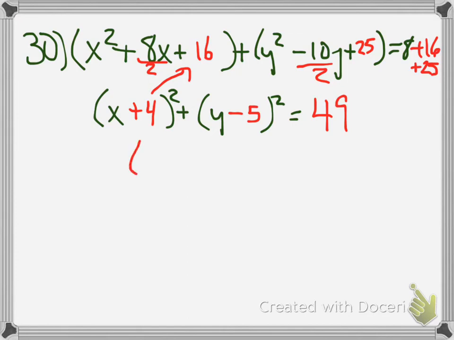What is my center? Again, think opposite. Opposite of positive 4 is negative 4. Opposite of negative 5 is positive 5. And then for the radius, take the square root. Take the square root of 49 to get 7.